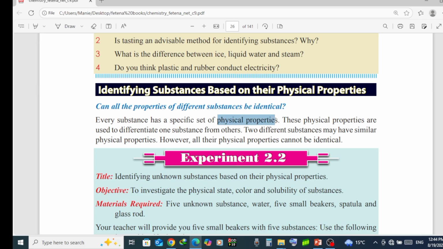Every substance has a specific set of physical properties. These physical properties are used to differentiate one substance from the other.